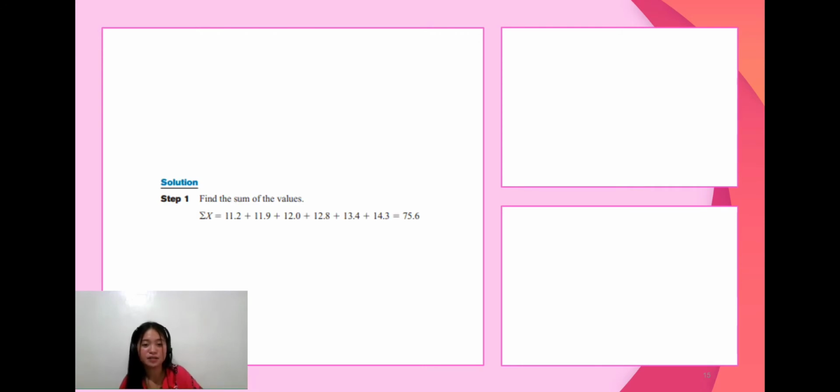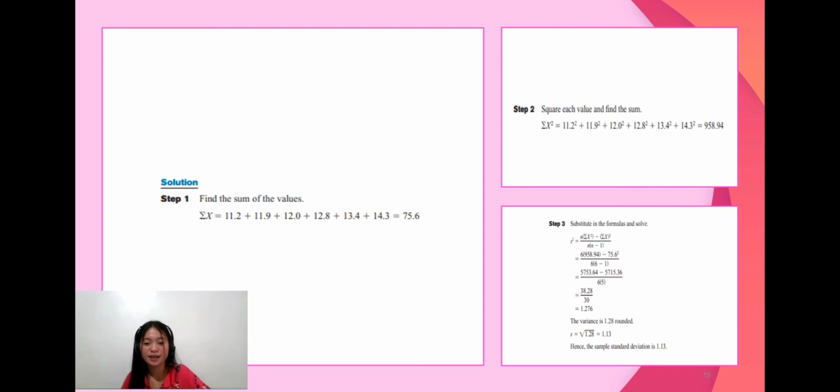Step 1, find the sum of the values. Ang atong values mao ni siya, 11.2 plus 11.9 plus 12.0 plus 12.8 plus 13.4 then 14.3 ni come up sa 75.6. Then, square each value and find the sum. So, ang kada value atong i-square, dayon atong i-add. Mao na siya ni come up og 958.94. Then, substitute in the formulas and solve.